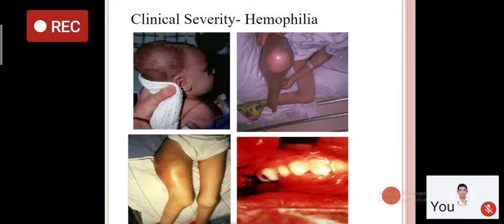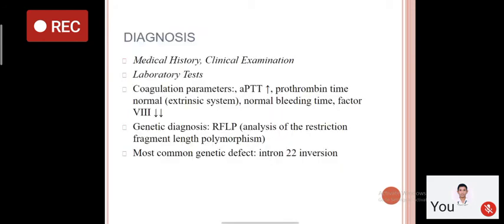These clinical photographs show you how a joint bleed or a muscle bleed looks, or sometimes the patient can have a cephalhematoma even at the time of birth. Diagnosis is made by taking a good medical history as well as clinical examination. So if there is a family history of this type of bleeding disorder, with only the males getting affected, and even a history of fetal death because of bleeding, there we need to suspect this condition.